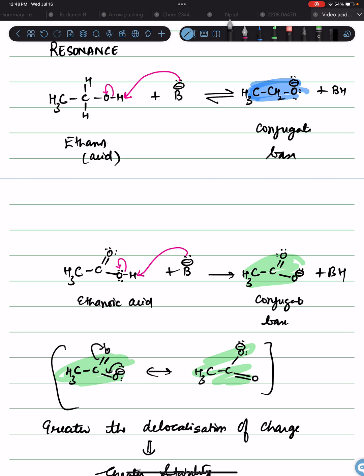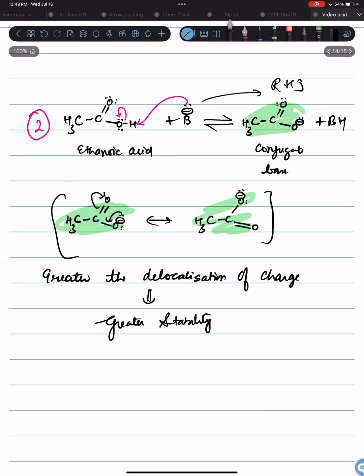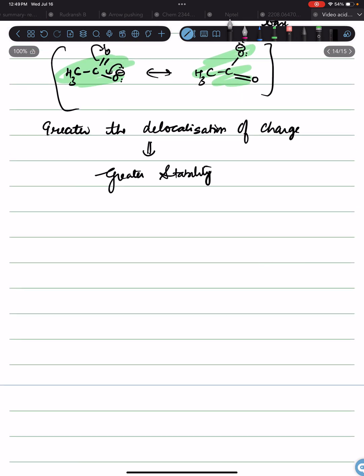If I give them some names, say this is equilibrium number 1, this is equilibrium number 2. Equilibrium 2 would be more towards the right hand side as compared to equilibrium 1, which would be less towards the right hand side. Which means that ethanoic acid is more acidic than ethanol. So this is how resonance plays a role.